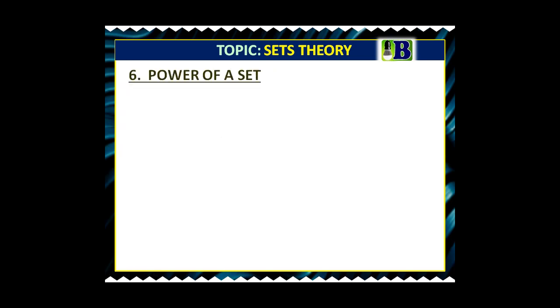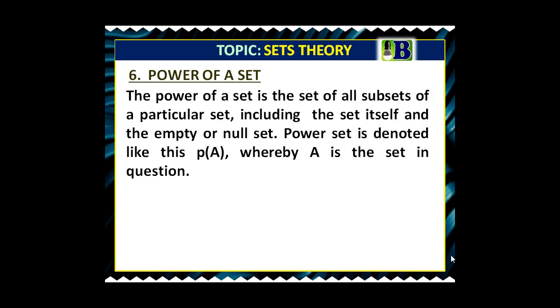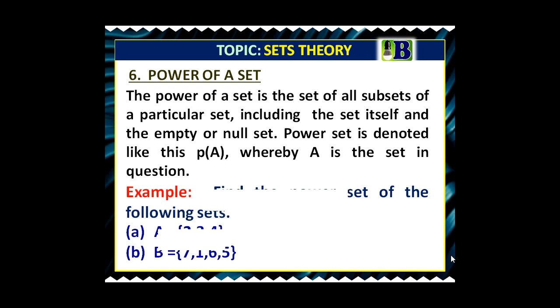Then the next one which we are going to discuss under the set operation is called the power of a set. Power of a set is the set of all subsets of a particular set, including the set itself and the empty or null set. Power set is denoted like this: P of A, whereby A is the set in question. First of all, let me try to explain what power of a set is all about.